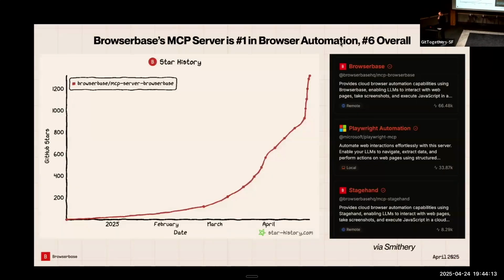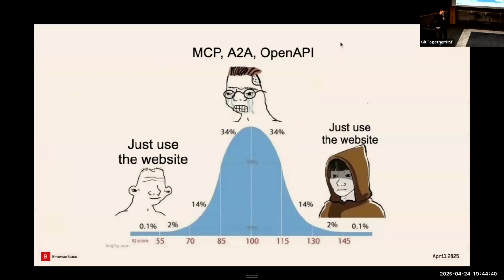But first of all, I want to talk about MCP. Browserbase is the number one browser automation MCP server. Turns out this MCP thing is kind of a big deal. I think we know what MCP is. We've been working on MCP since it was announced in November of 2024. So I'm going to give some MCP hot takes. I care about MCP, we do a lot of browser automation, and I have some hot takes on MCP.